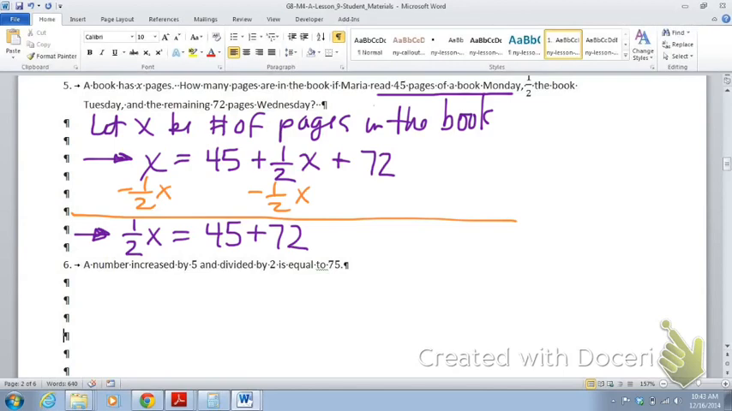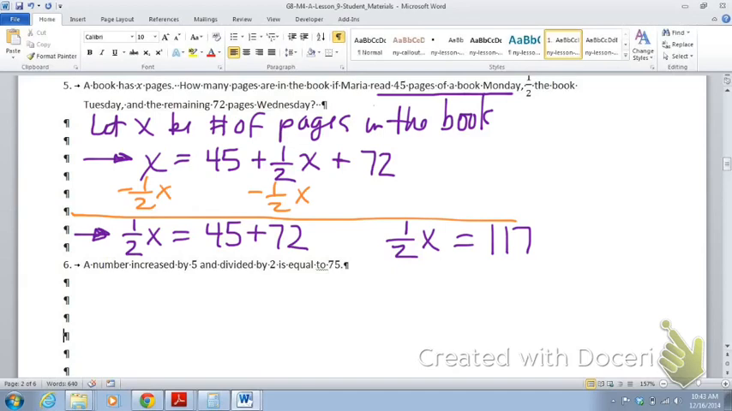So if 1/2 x, so I'm going to continue over here, 1/2 x is equal to that sum, which is 110 plus 7. I should have said 110 plus 7. So 40 plus 70 is 110, 5 plus 2 is 7, 117. Half of the book was 117.